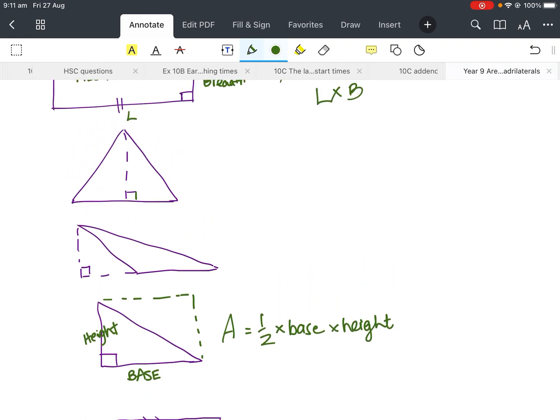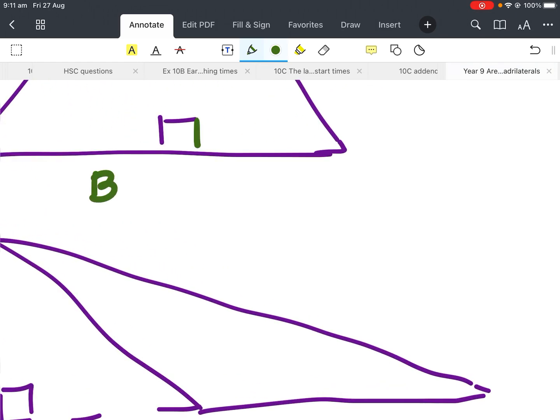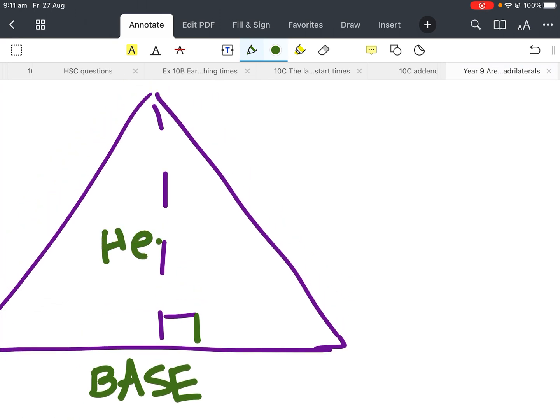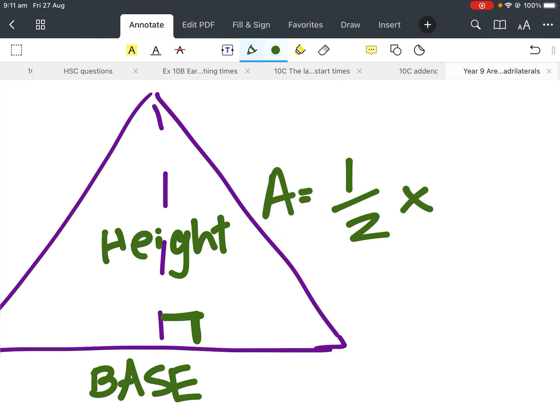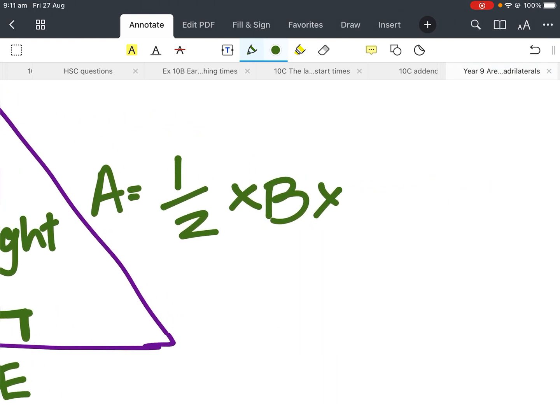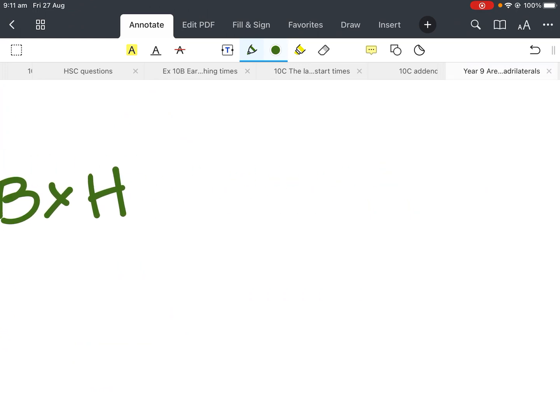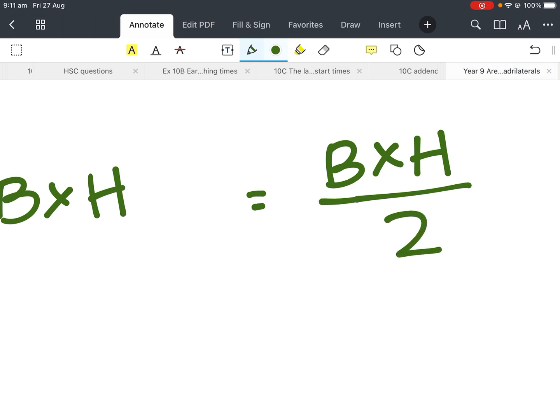Now these two up here are the same thing, whereas this one, it's obvious the base is here and the height is actually inside. Now I want you to take note, the height and the base are always at right angles to one another. So this would also be half times the base times the height. Sometimes they say BH over 2, all means the same thing, doesn't it?